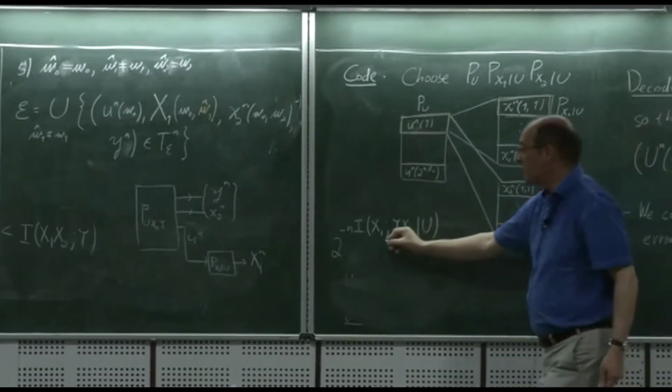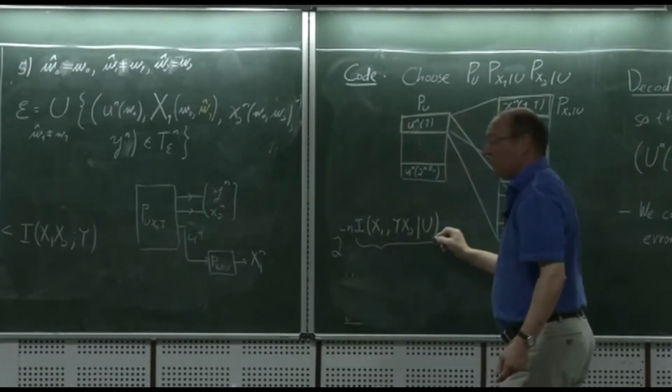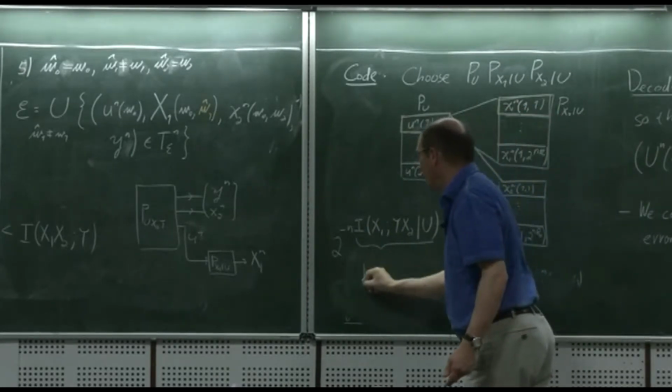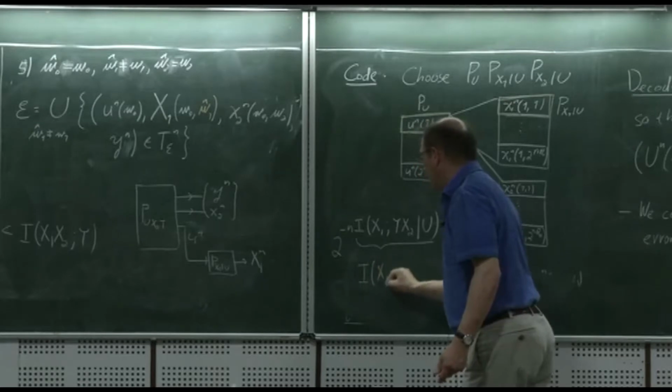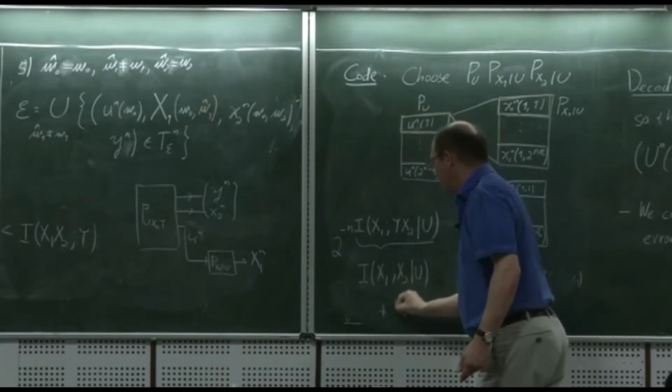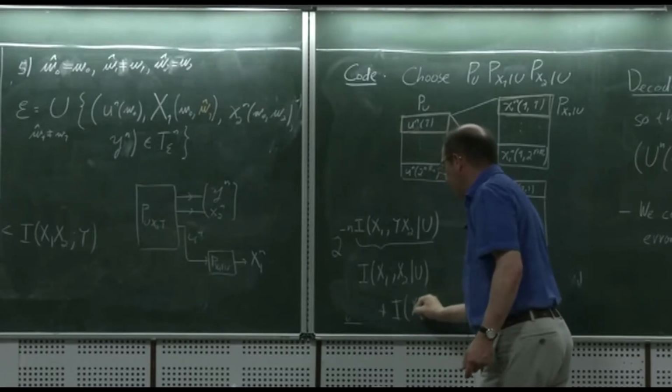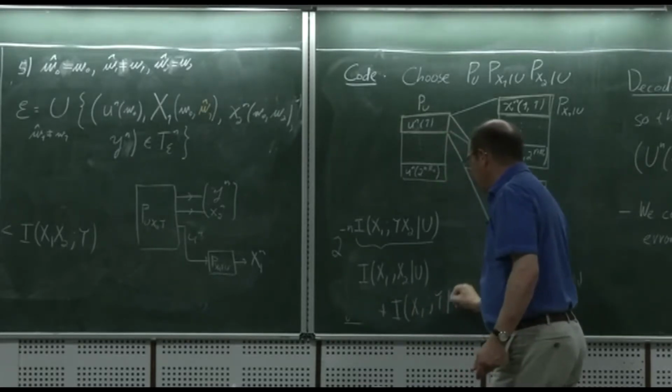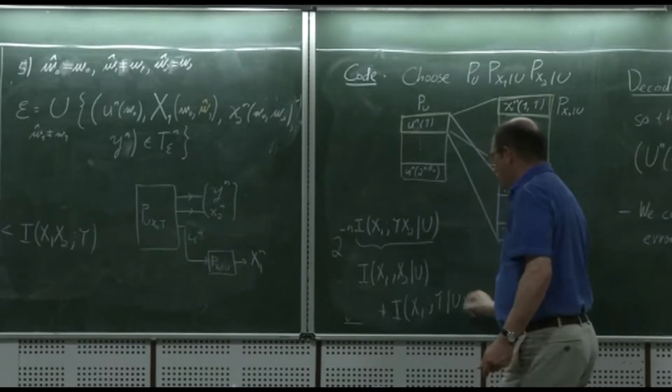Okay, but let's write this out. We can write this out using chain rule. What do we get? I(x1; x2 given u) plus I(x1; y given u, x2). But what is this?